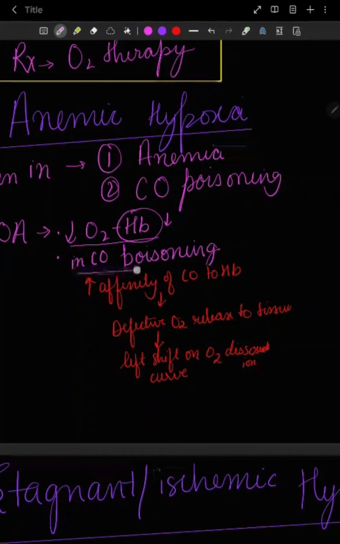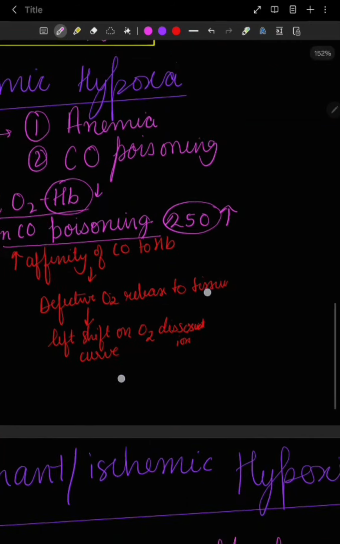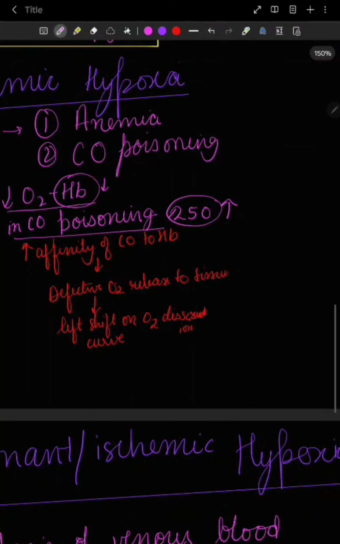And in carbon monoxide poisoning, we already know that carbon monoxide has 250 times more affinity than oxygen. So there is high affinity of carbon monoxide to hemoglobin, so there will be defective oxygen release to tissues. And on the oxygen dissociation curve, the curve will shift to the left side, which you would have studied, that there's one oxygen dissociation curve, and on that curve the curve will shift to the left.